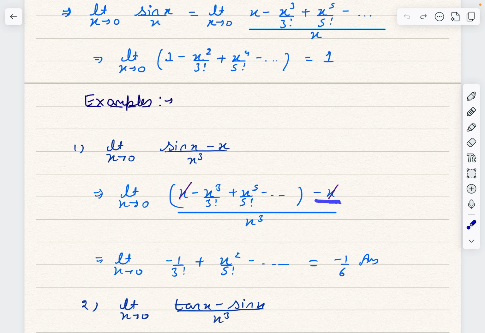Minus x as it is, divided by x cube. You will see that this x and this x will get cancelled out. Then you cancel out x cube from numerator and denominator. You will get minus 1 over 3 factorial plus x square over 5 factorial and so on. All these terms, when you put x as 0, will be 0. What we are left with is only minus 1 over 6. I hope it is clear, guys. Next problem.